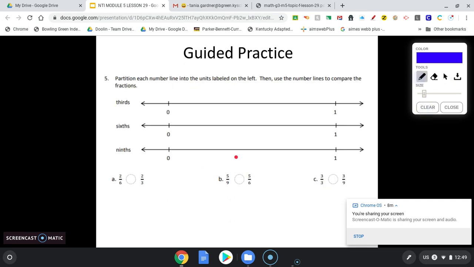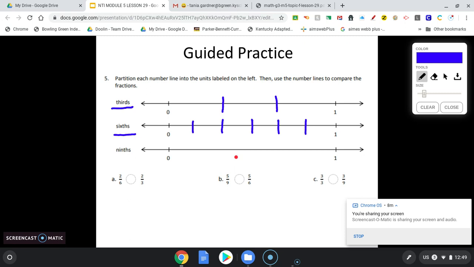Now, let's look at this. We have 3 number lines. So you might want to pause the video while you draw your 3 number lines. You go ahead and pause, and I'll continue to teach, and then you can push play. So partition each number line into the units labeled at the left. So this one says third. So we need to partition this one into 3 equal parts. This one says sixth. So we need to partition it into 6 equal parts. So 1, 2, 3, 4, 5, 6.